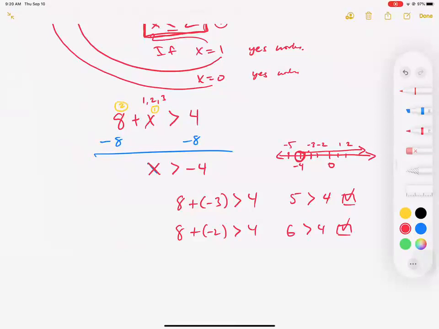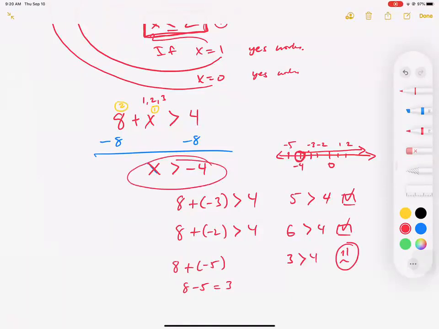But looking at my graph here, what if I pick negative 5? Well, Mr. Ko, that's not on the correct side. You're right, it's not the correct side, so it shouldn't work. 8 plus negative 5, well, 8 minus 5 is 3. Is 3 greater than 4? Oh, it didn't work. No. And that's what we were saying. Any numbers less than negative 4 don't make this a true statement, so it doesn't work for our original problem.